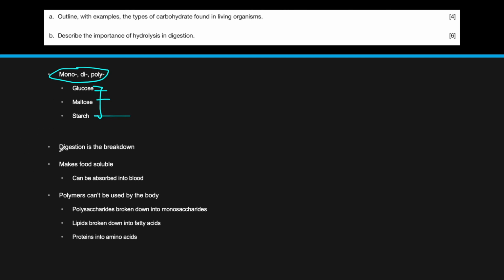And then digestion is the breakdown of molecules. It makes food soluble, which basically means that it can be absorbed in the blood and used. Polymers cannot be used by the body. If I gave you some starch, you would not be able to use it in that form. So polysaccharides are broken down into monosaccharides via hydrolysis. Lipids are broken down into fatty acids, and proteins, which we'll learn next, are broken down into amino acids.